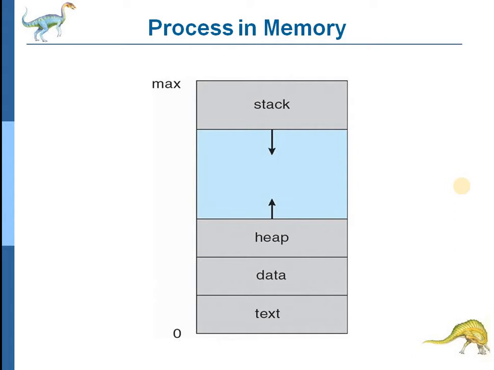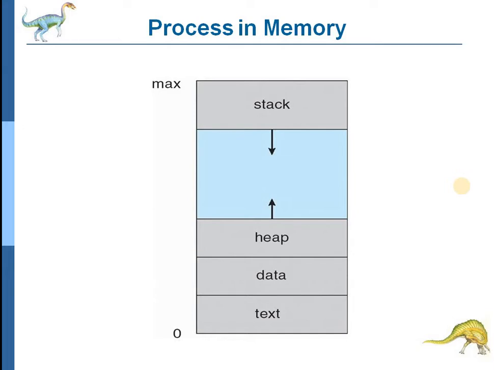Next, the data section. The data section stores the global variables. Global variables are accessible throughout the program. Next is the heap. Sometimes it is necessary to use dynamic memory allocation during the execution of a program. The heap is the part used for dynamic memory allocation, like malloc.